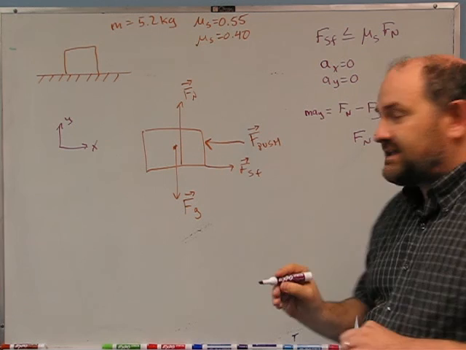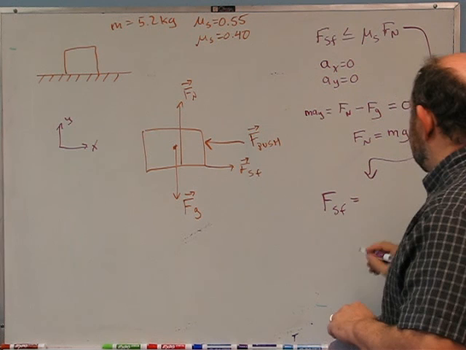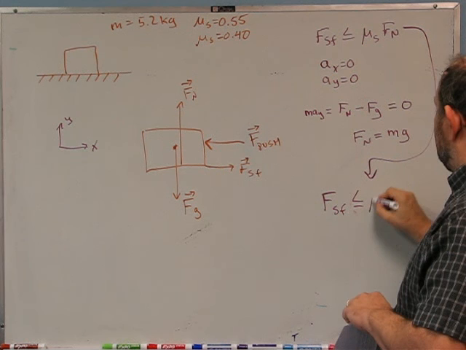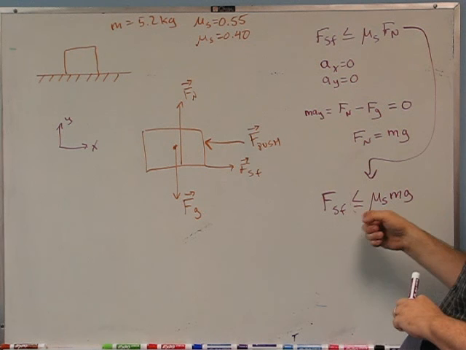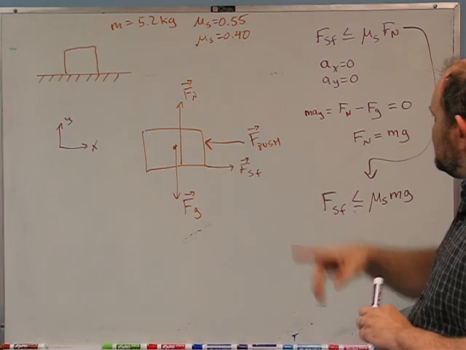Hey, that's nice. So the force of static friction must be less than or equal to mu s mg, if you have static friction. So that is in order for it to stay still. Our goal is actually to get it moving. So if we want to get it moving, then we need to exert a force. Well, let's talk about the x direction first.